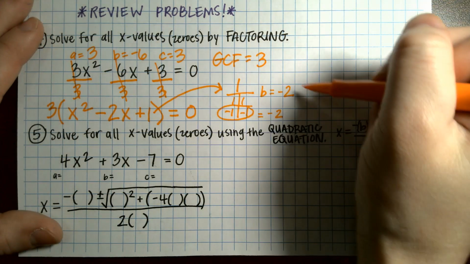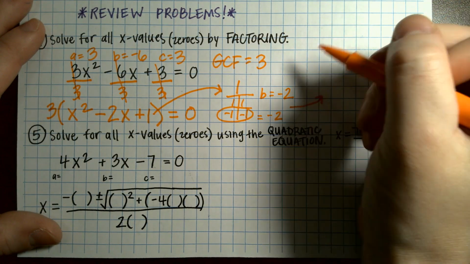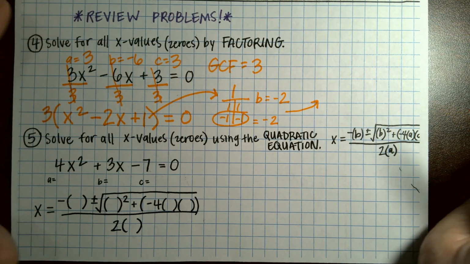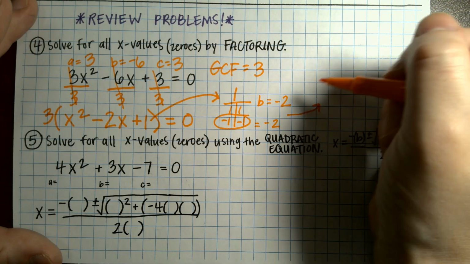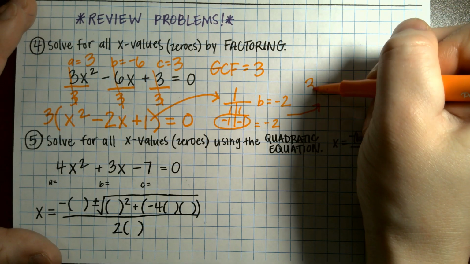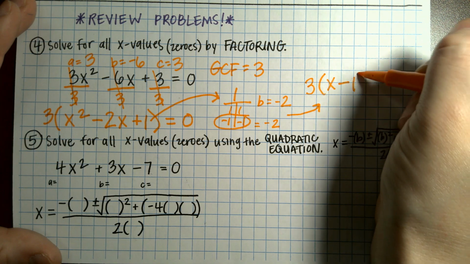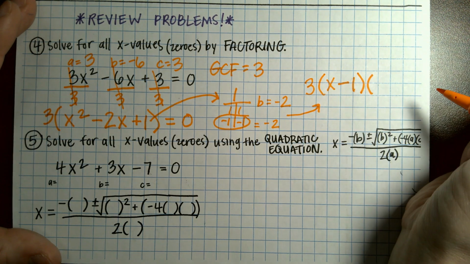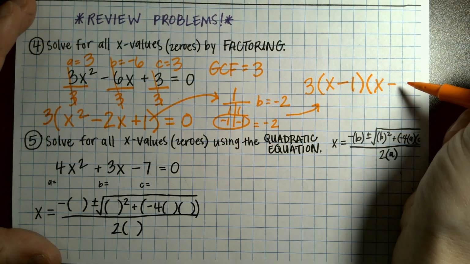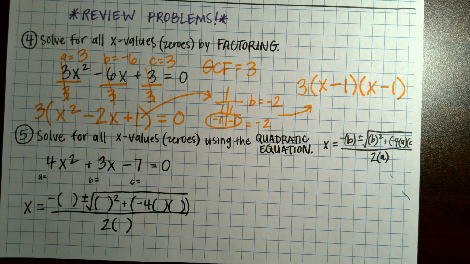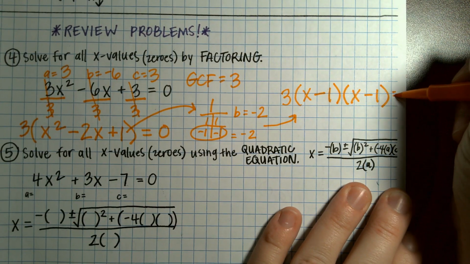So let's go a little step further here. What is my factored form going to look like? Don't forget our GCF. But yes, x minus 1 and x minus 1 again. Good. And remember, it's still equal to 0.